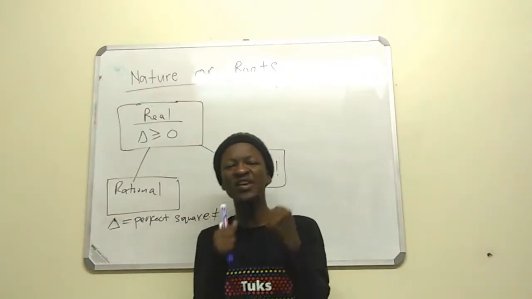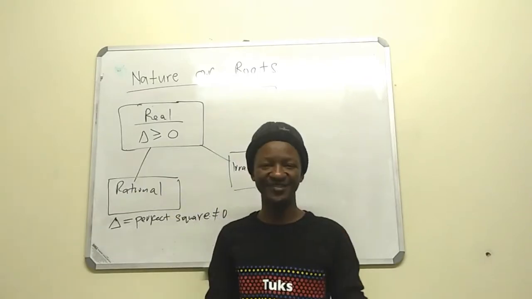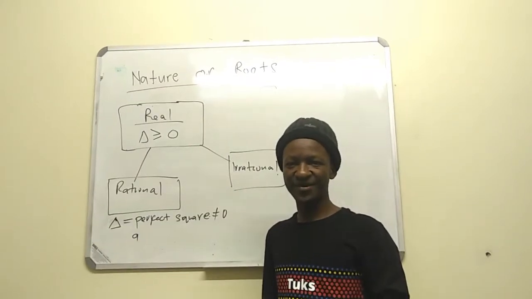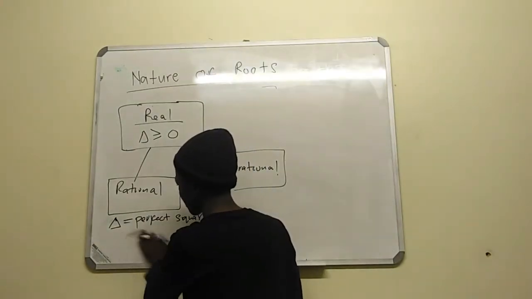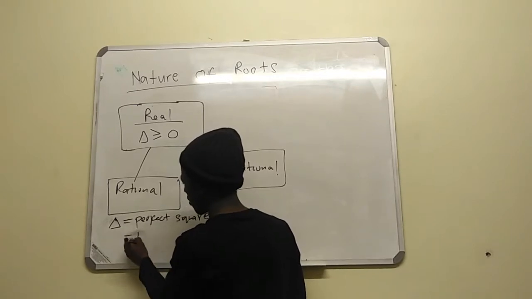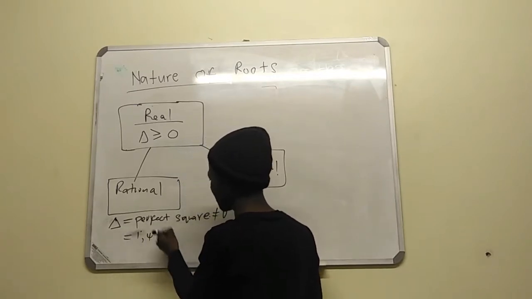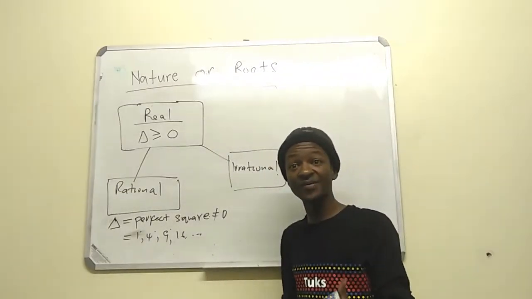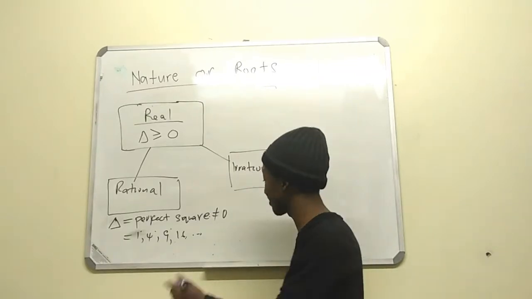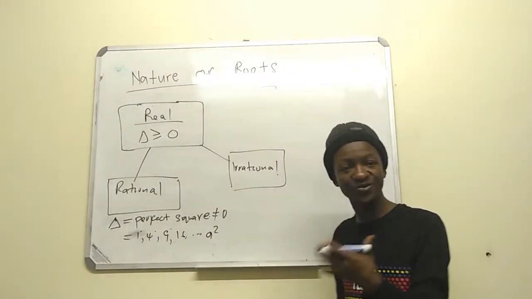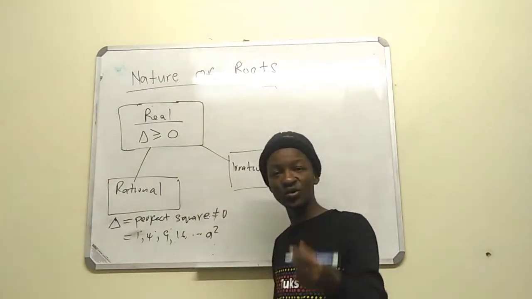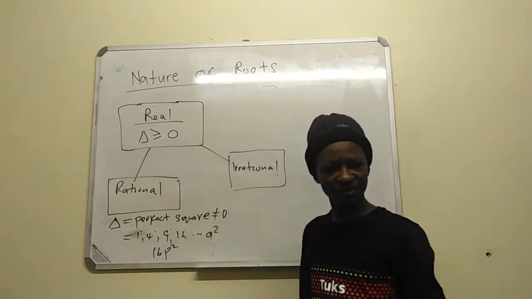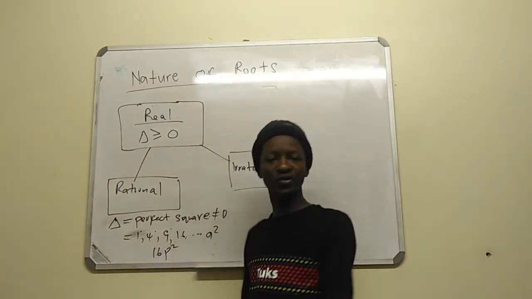A perfect square is a number of which you can find the square root. For example, 9 is a perfect square because of the square root of 9. Perfect squares can be 1, 4, 9, 16, and so on. But we can also write them with alphabets. For example, a squared is a perfect square, because the square root of a squared is a. Even 16p squared is still a perfect square, because we know the square root of 16 and the square root of p squared.